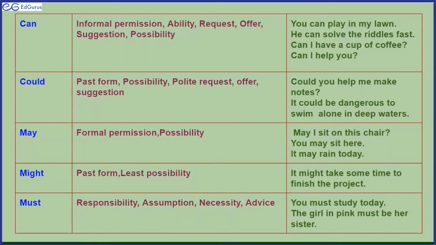Please lend me your book. Can you lend me your book? So this is a request. Right? Can I help you? Offer. Right? Okay, let's go to the next. Could. Could is the past form of can. Like can, could also expresses possibility, polite request, offer, and suggestion.